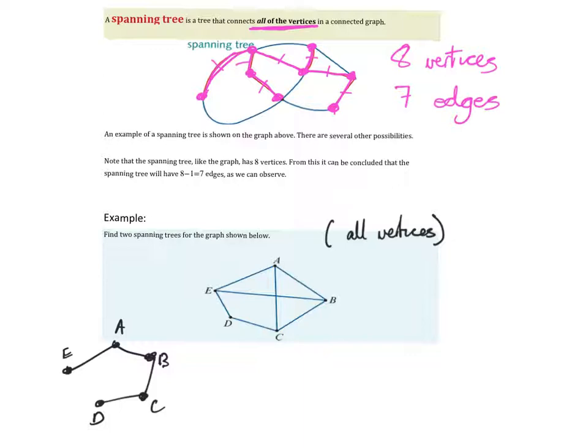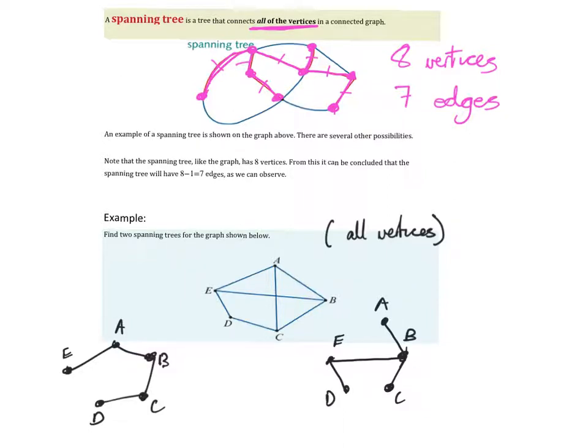How about another one? Why don't I start at E again. I don't have to, but I've just chosen to go across to B. Now remember, I don't want to have any loops or cycles. So I can go up to A from there. I could go down to C from there. And here I need to link in D, which I can from E.